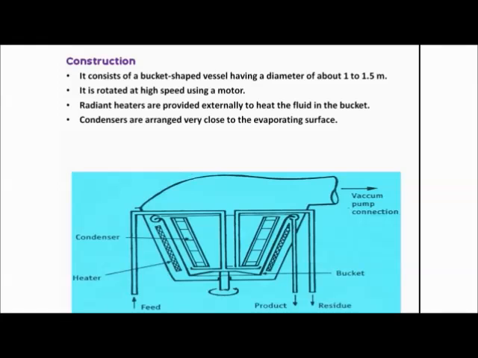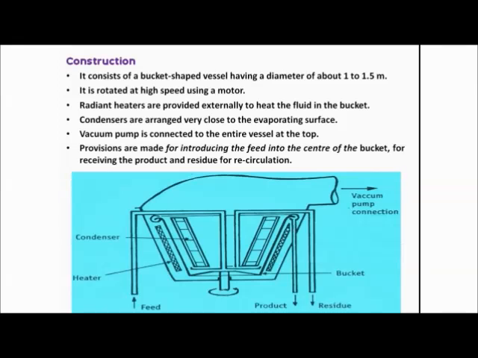The next step is the condenser. Once the liquid gets heated here, it will immediately take this minimum path to reach the condenser. Here in the condenser the liquid will get condensed, right? Now this whole chamber, starting from here ending at here, is enwrapped within a vacuum connection, right? So the vacuum pump is connected to the entire vessel at the top, and then there is a provision for introducing the feed.